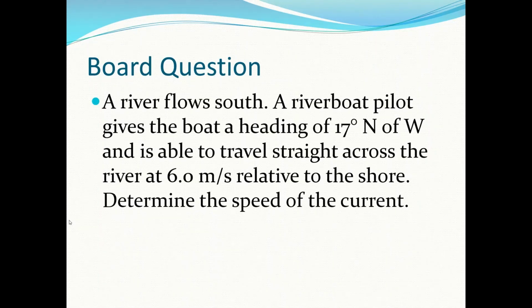So let's finish off this lesson with a board question. A river flows south. A riverboat pilot gives the boat a heading of 17 degrees north of west and is able to travel straight across the river at 6 meters per second relative to the shore. Determine the speed of the current. So pause the video, try it on your own, see if you can do it, and I'll go through it right now.